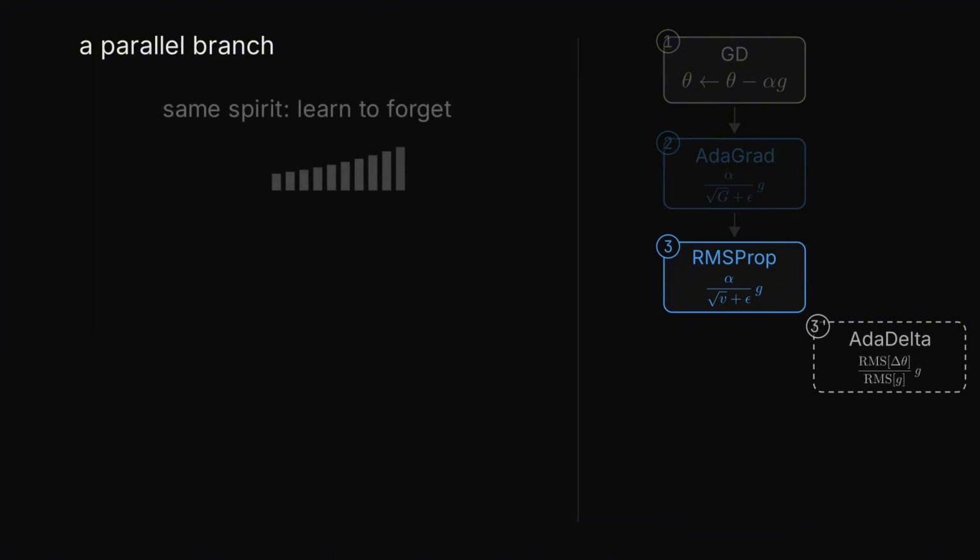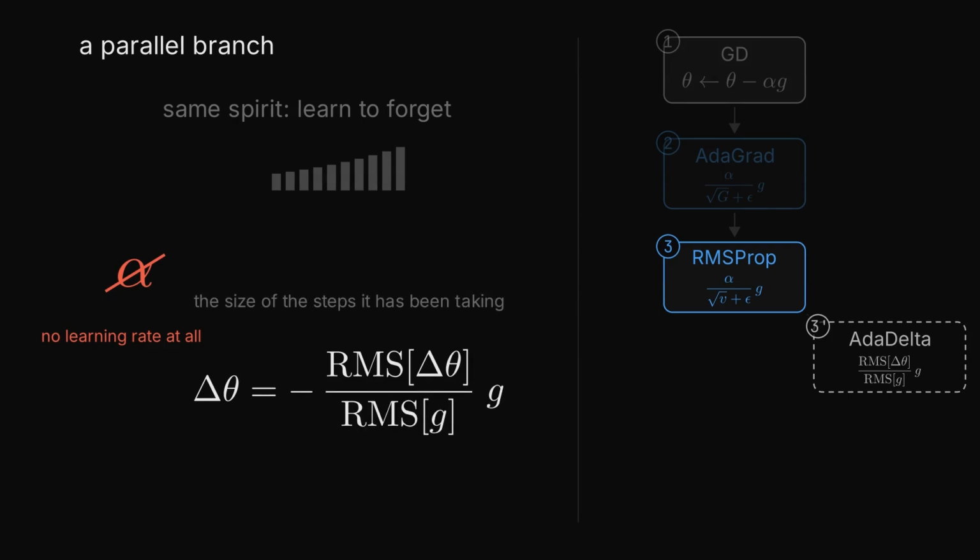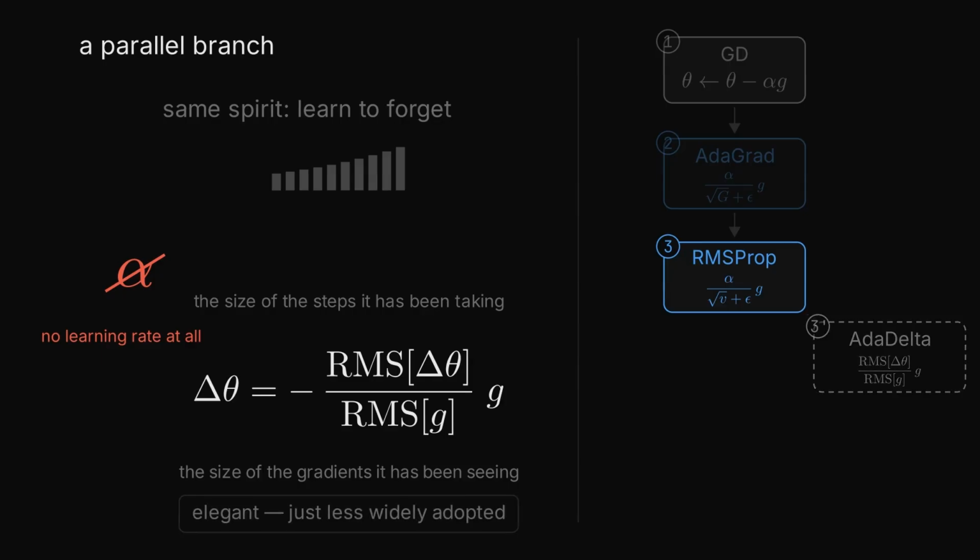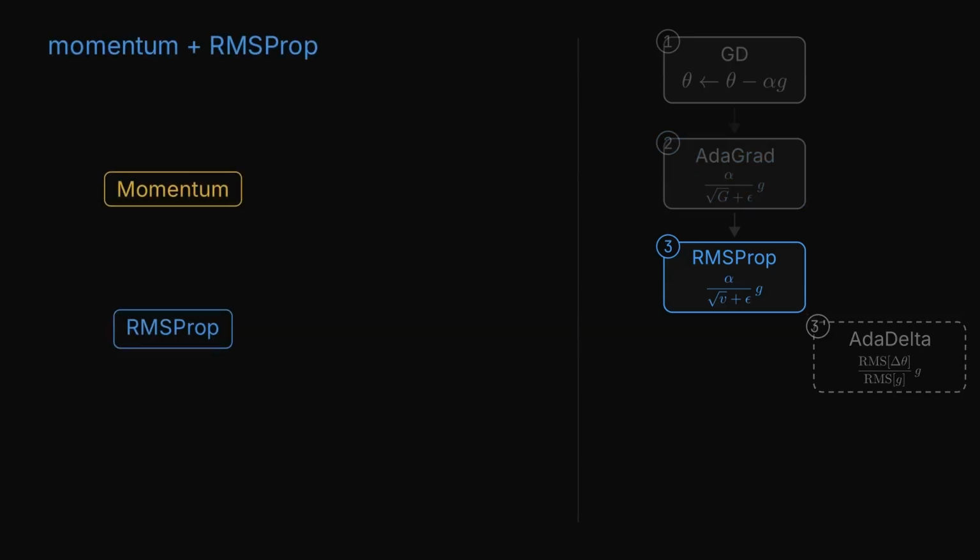A parallel branch worth a brief mention: AdaDelta. Same learn-to-forget spirit, but it goes further and drops alpha altogether, using the ratio of the RMS of the steps to the RMS of the gradients. An elegant fork, just less widely adopted. Then Adam, momentum plus RMSProp.